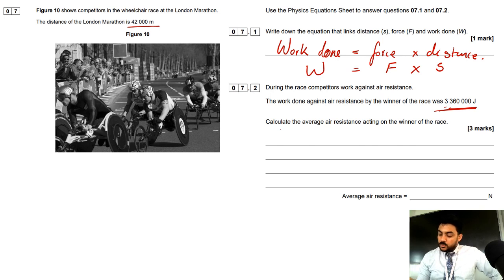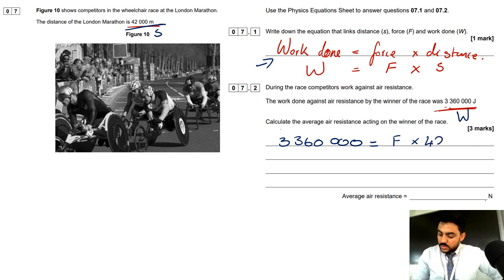So what other numbers do we need if we were to use this equation at the top? Well, the other number that we would need is distance. And do we know what the distance is? Yes, it's right here. It's 42,000 meters. So 3,360,000 is equal to force, which is the air resistance, times by the distance, which is 42,000. Okay, that's it. I can then rewrite it.